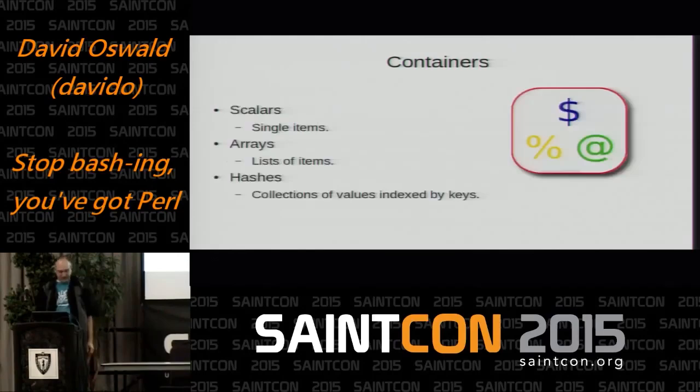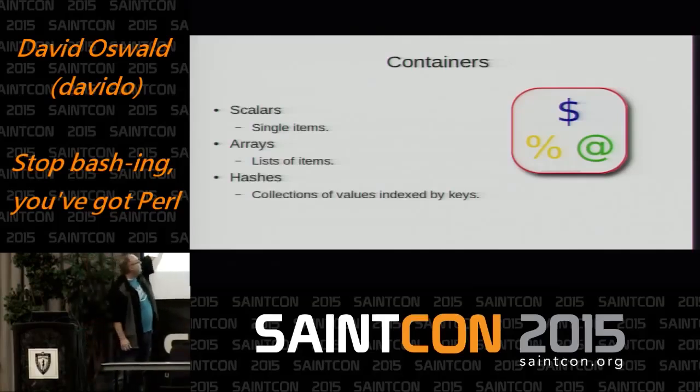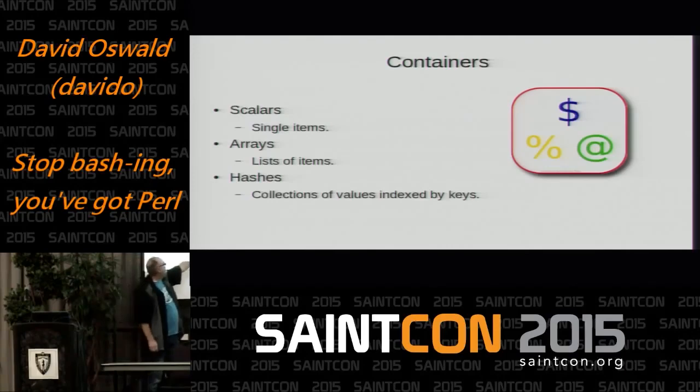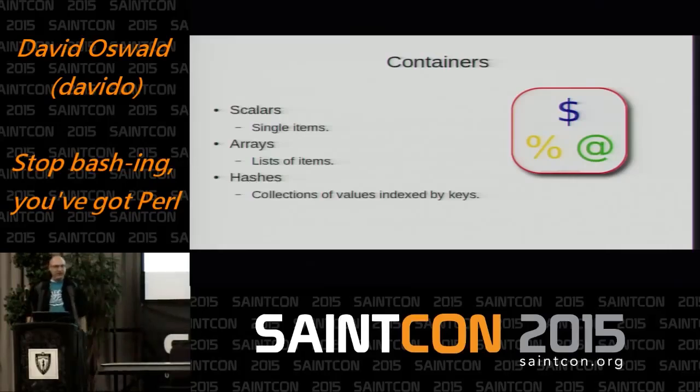So Perl has 3 different types of containers, it really only has 3. They serve every purpose that Perl needs: scalars, which are single items, arrays, which are containers that hold lists of items, really lists of scalars, and hashes that contain collections of values, which would be scalars, indexed by keys. So whereas an array is indexed by numbers, a hash is indexed by keys that are just plain old words, whatever words you dream up.